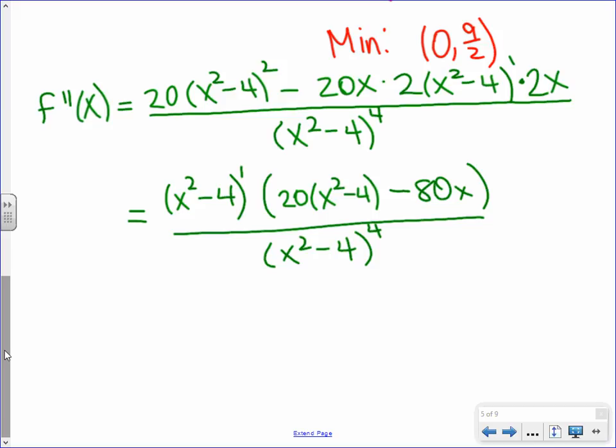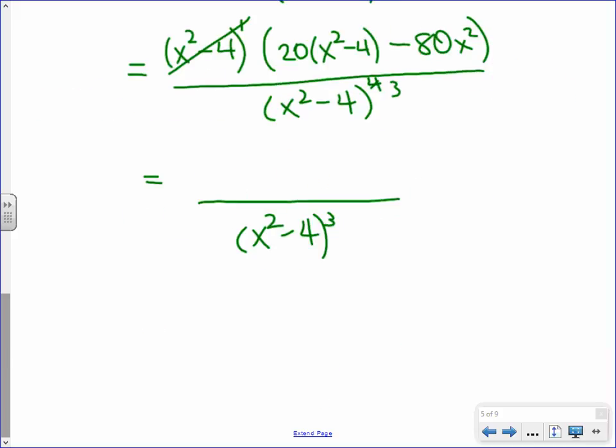You're just going to take the 20 there. Yes. That would be 80x squared, because 2 times 20x. Yep, thank you for catching that. So we factored out x squared minus 4 to the first. We have x squared minus 4 to the fourth here, so this cancels out with one of these, and we're left with x squared minus 4 cubed in our denominator.